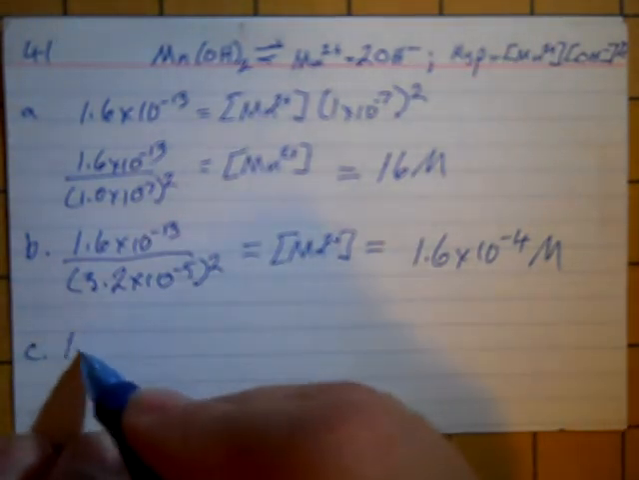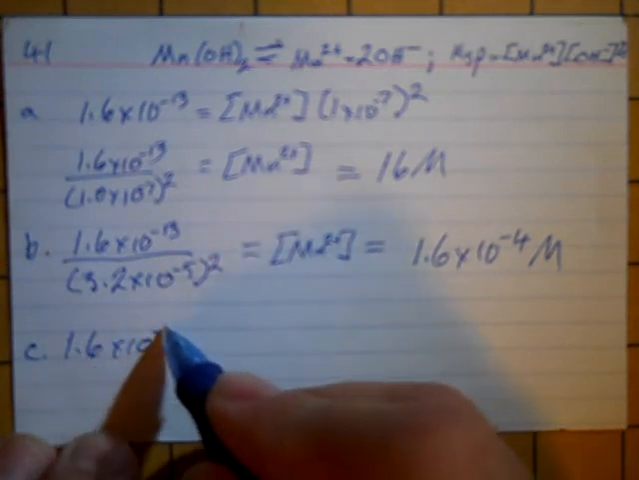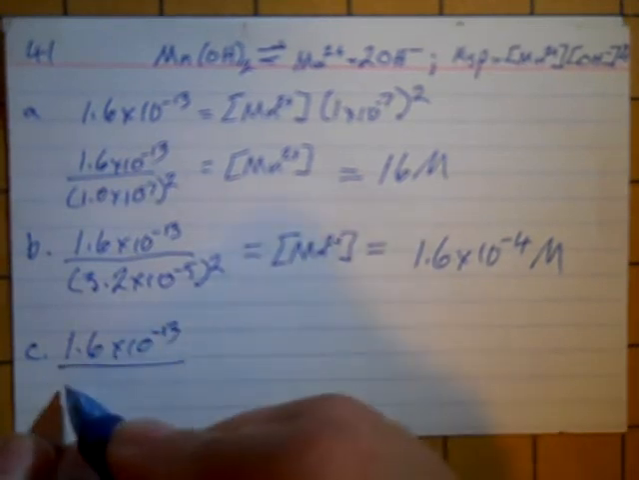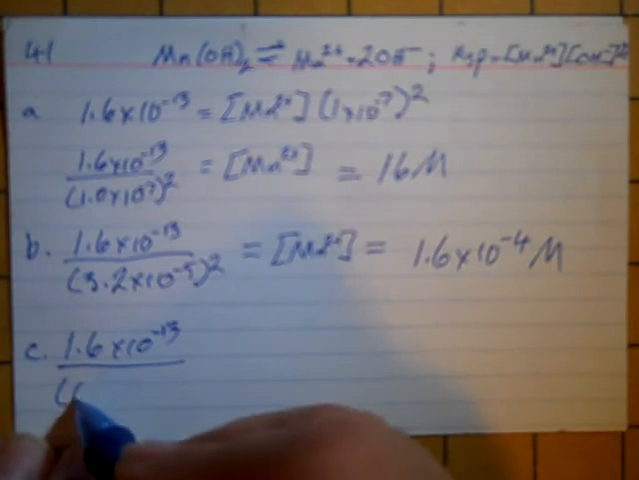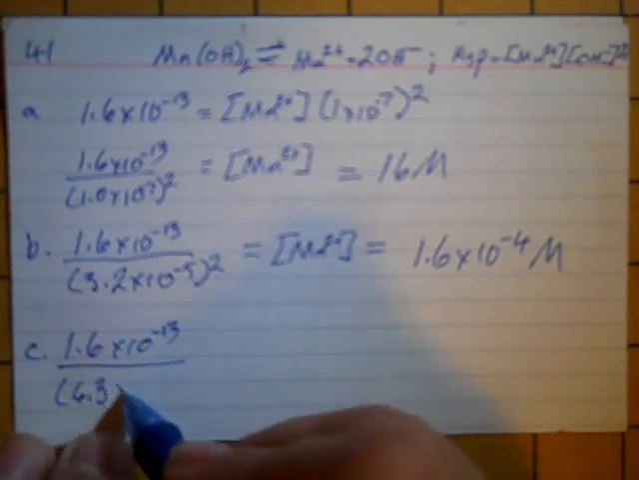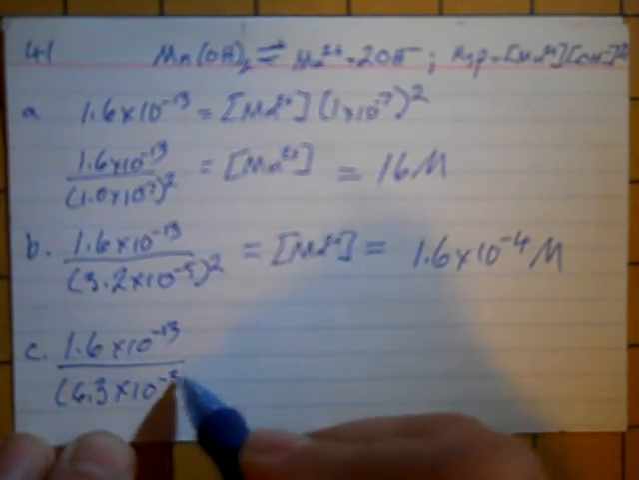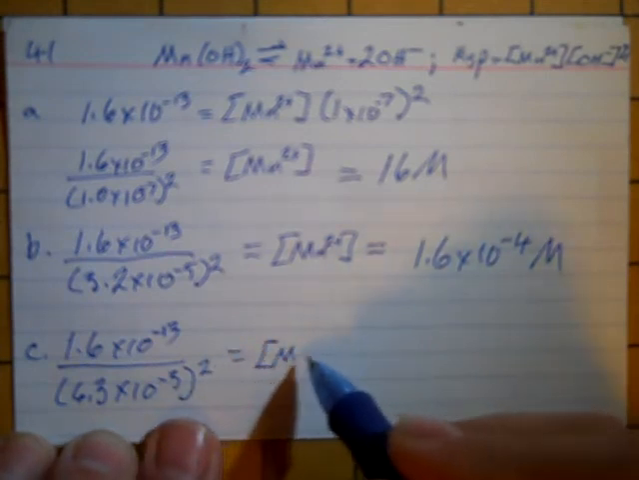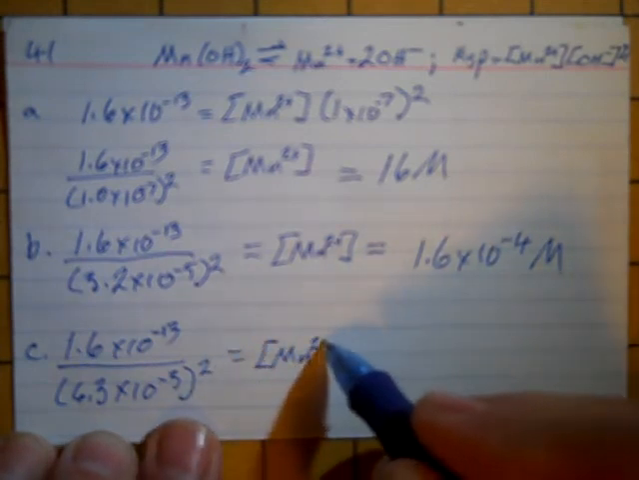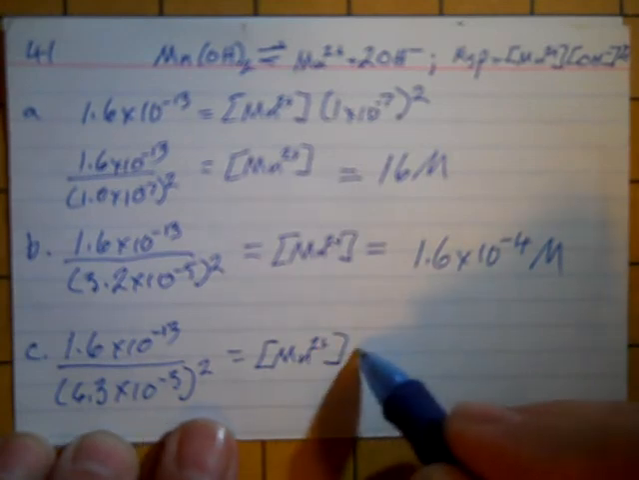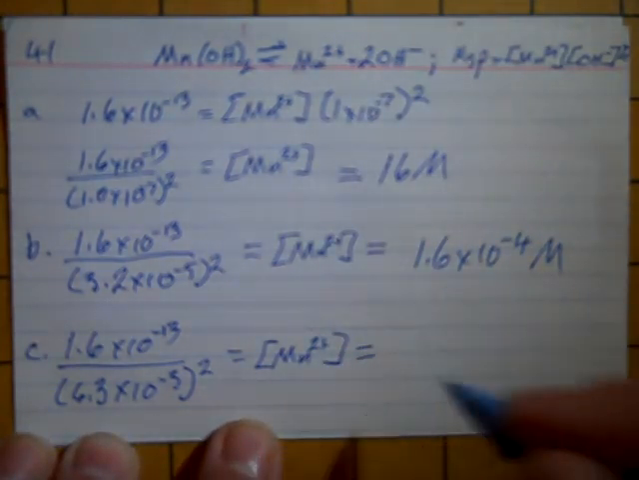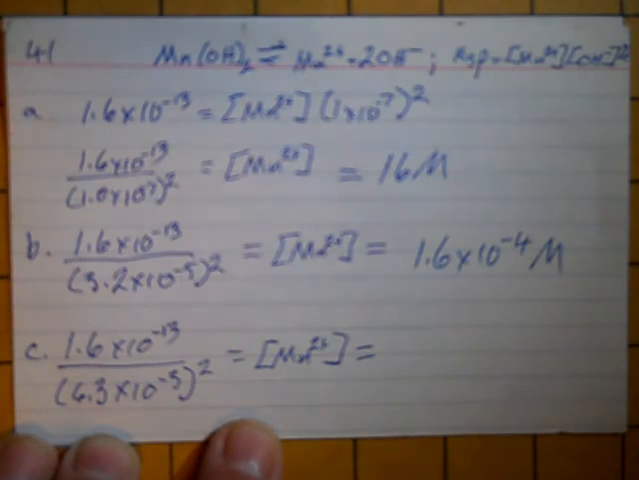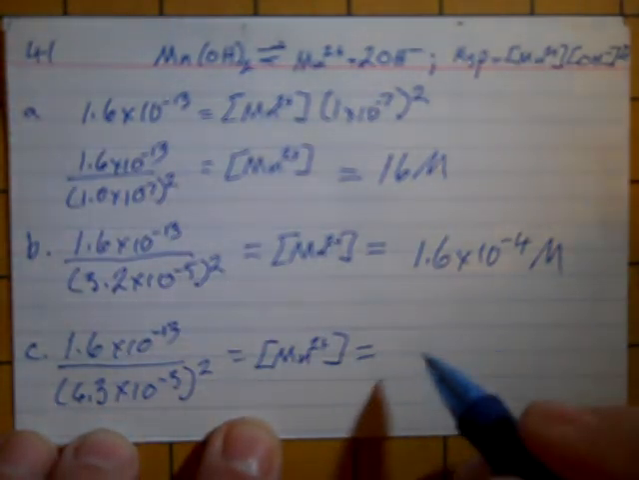For part C, the concentration of hydroxide is 6.3 times 10 to the minus 3 squared. That's going to equal my concentration of manganese ion, which is going to equal the solubility, which is 3.6 times 10 to the minus 7.